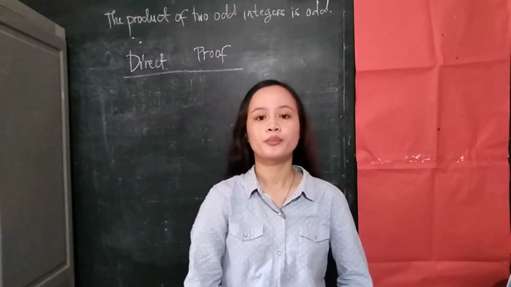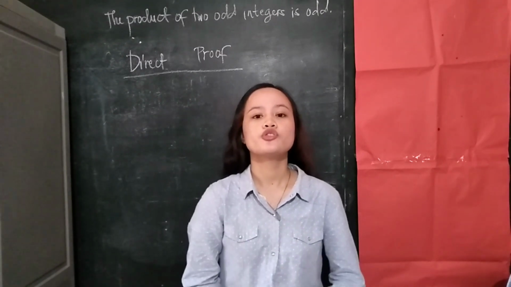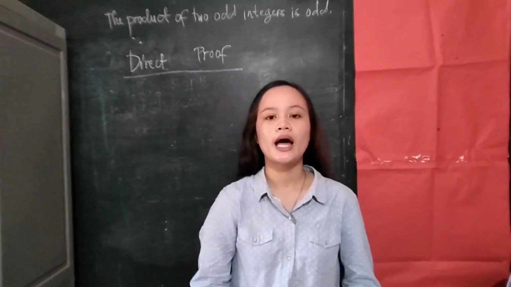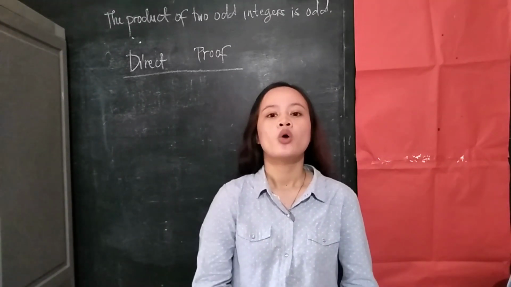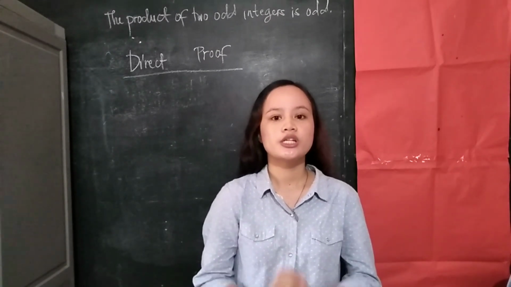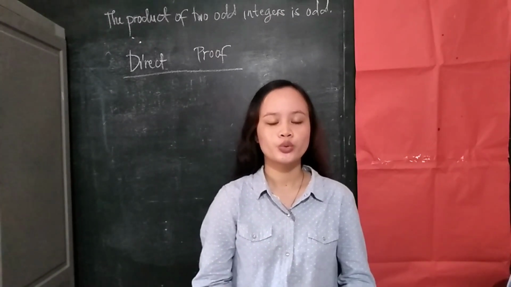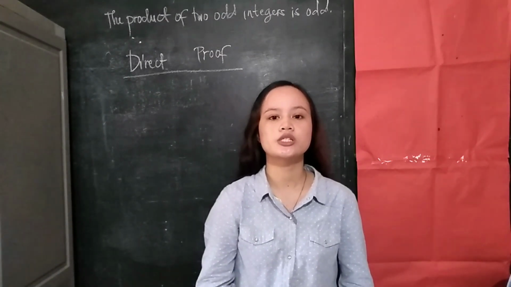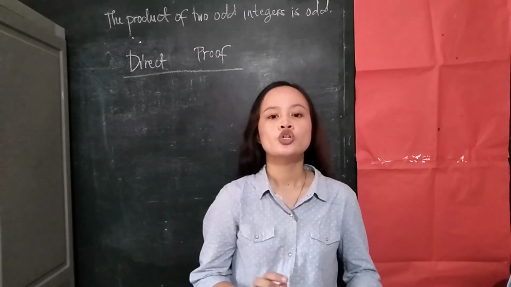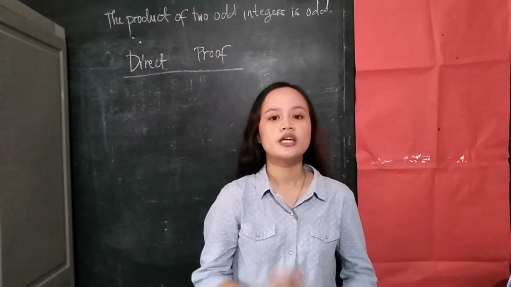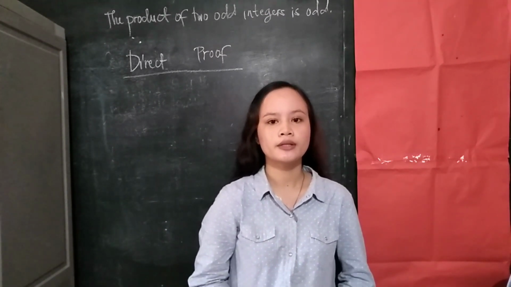When we say direct proof, it is a procedure for proving the truth of P implies Q. First, we must assume that our hypothesis, which is the P, is true. Then we build an argument using a chain of implications that directly leads to a conclusion, which is the Q, that it is a true statement.